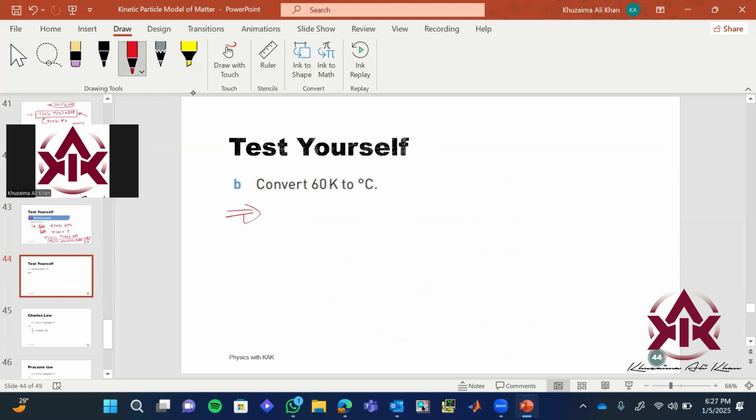Okay. Now you're given the opposite thing over here, right? Now you're given what? You're given the temperature in Kelvin. Okay. That is 60 Kelvin. And now you want to basically find out the temperature in Celsius. That is degrees Celsius, right? That is going to be unknown.